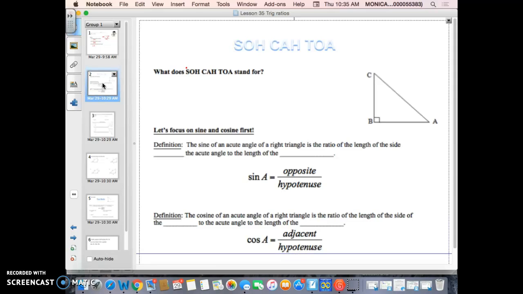Well, the S, the C, and the T stand for our trig ratios. So we've got sine, cosine, and tangent. And the O in sine stands for opposite over hypotenuse. For cosine, it's going to be adjacent over hypotenuse. And tangent is opposite over adjacent. And so which one of these you use depends on the information that you're given.